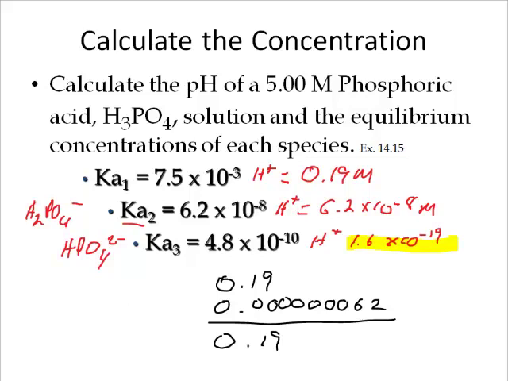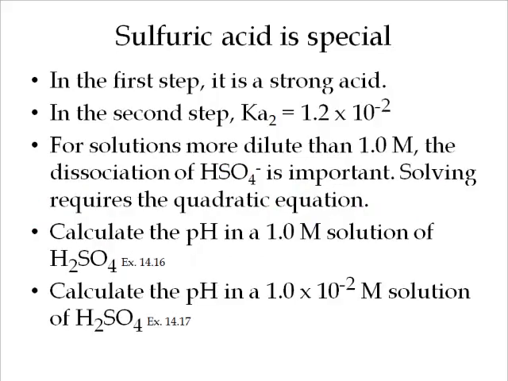Except, as I say that, let's talk about sulfuric acid, because sulfuric acid is special. The first step, it's a strong acid, right? So for example, if I said you had, well, let's just look down here. Calculate the pH in a 1 molar solution of sulfuric acid, right? If I had 1 molar sulfuric acid, I would get 1.0 molar H plus. Why? Well, because it's one of our strong acids.